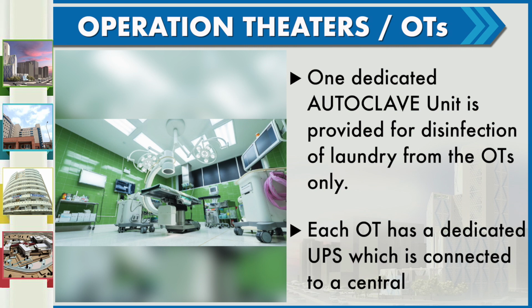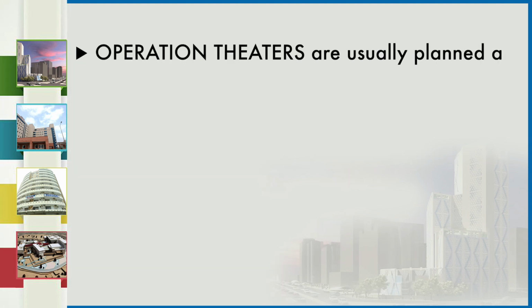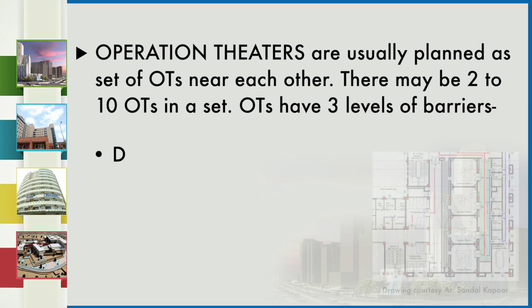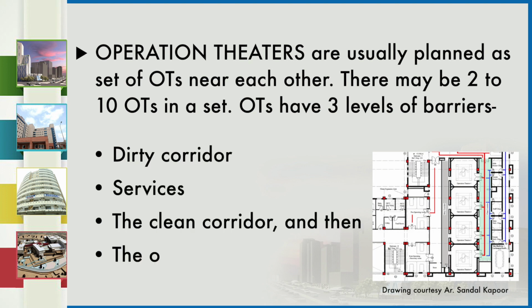Each OT has a dedicated UPS which is connected to a centralized UPS. Operation theatres are usually planned as a set of OTs near each other. There may be 2 to 10 OTs in a set. OTs have 3 levels of barriers. As you can see in the sketch below, first the dirty corridor, then the services, then the clean corridor, and then the operation theatres.